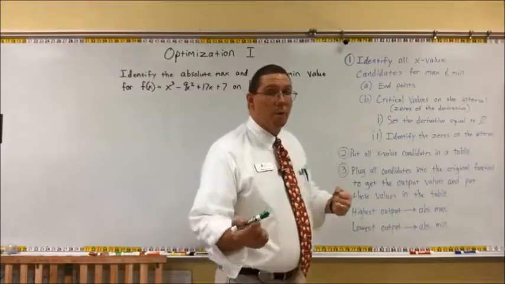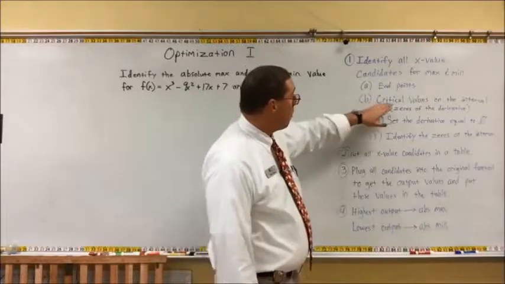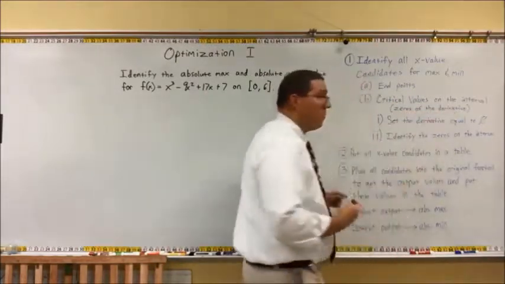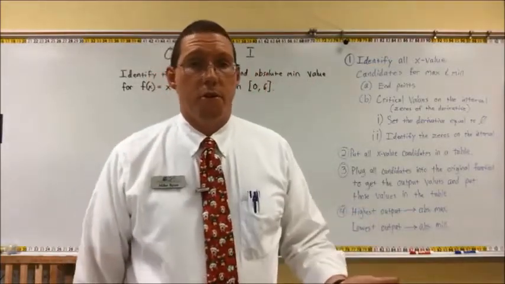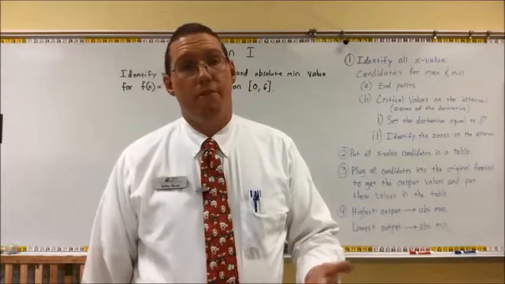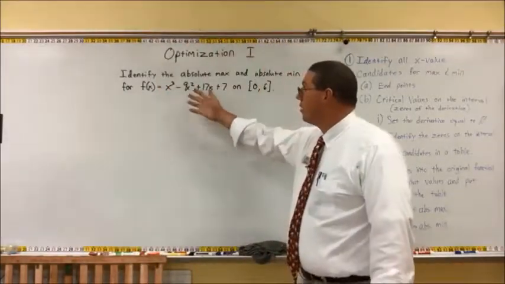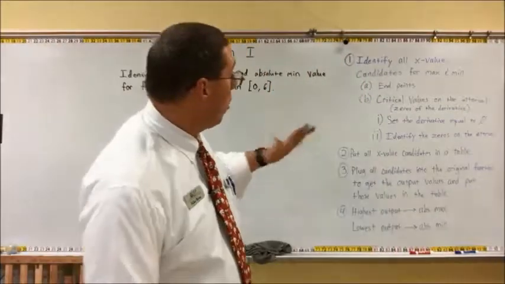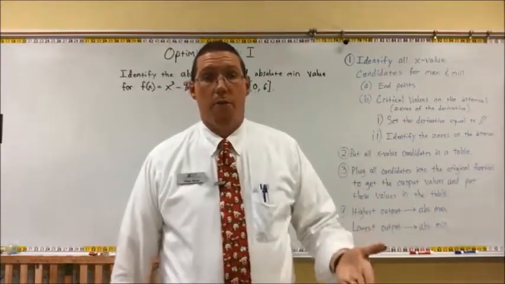Now, if you don't remember what critical values are, you're going to want to write this down. Remember that a critical value is the zero of the derivative. That's the most basic definition. Technically, it's the zeros of the derivative and any points of discontinuity. But remember that this is a continuous function. Therefore, there are no points of discontinuity. So in this case, all of our critical values are simply going to be the zeros of the derivative.